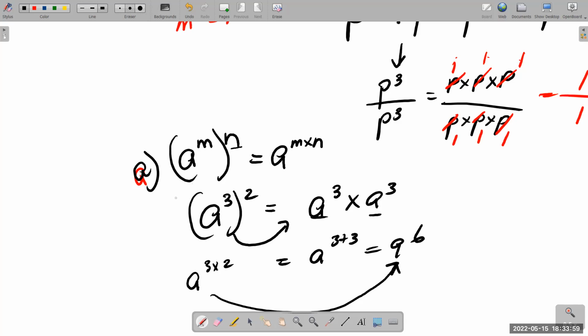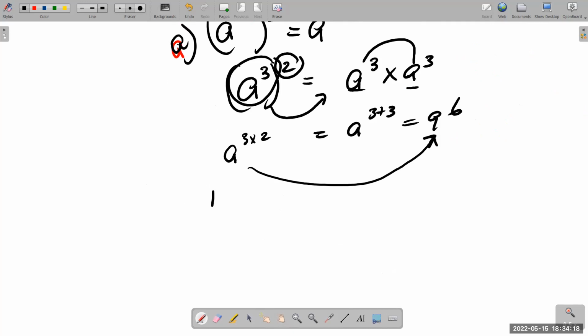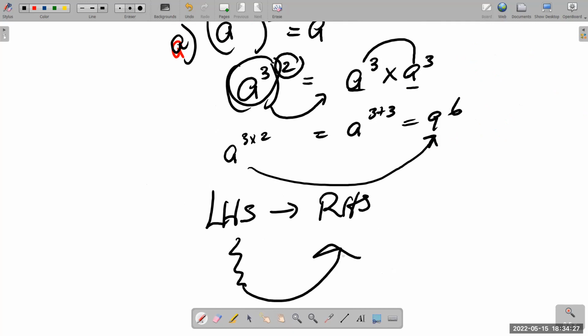So if somebody was to say, prove that this law is correct, look at how you prove it. You know that anything squared is by itself twice. You work it out and show that the answer is the same thing. That's how you prove something, guys. You always show the left-hand side whenever you have to prove something. Whatever the left-hand side is, you prove that it is equal to the right-hand side. You break it down until both of them are equal. It doesn't matter what it is.